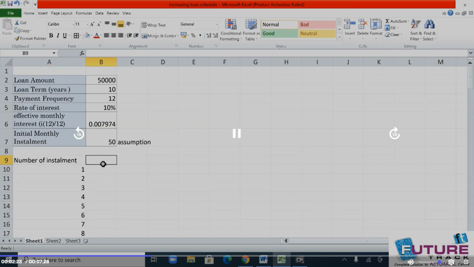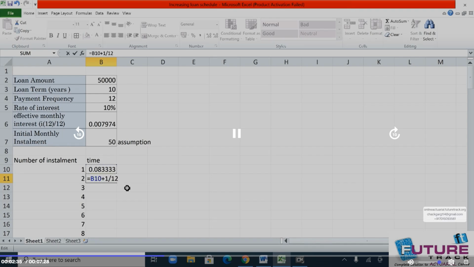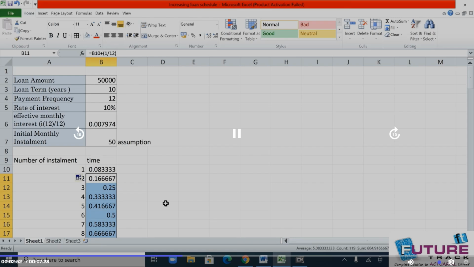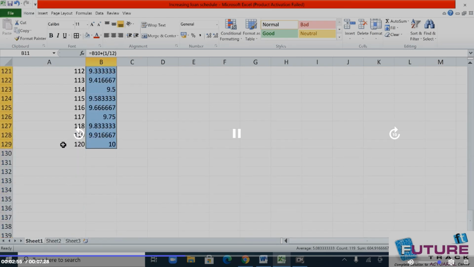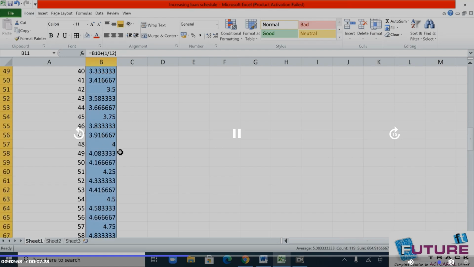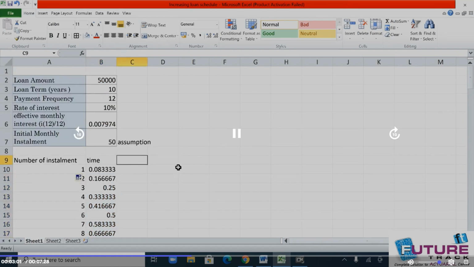So let's write the time part also. Time. First is 1 by 12, the first month. Then add 1 by 12 to this. You can press Control D, or you can double click also. Fine. So check that at 120 we have 10 years. Fine.